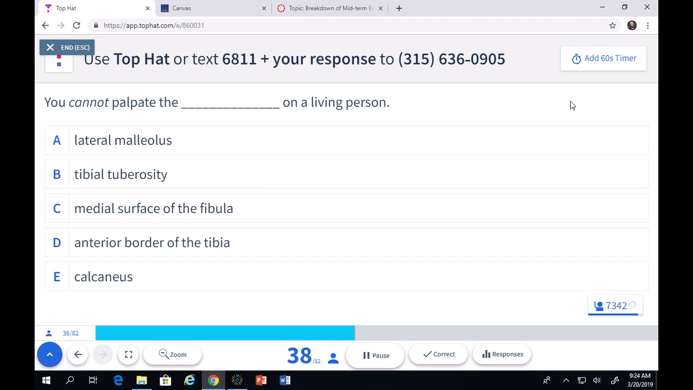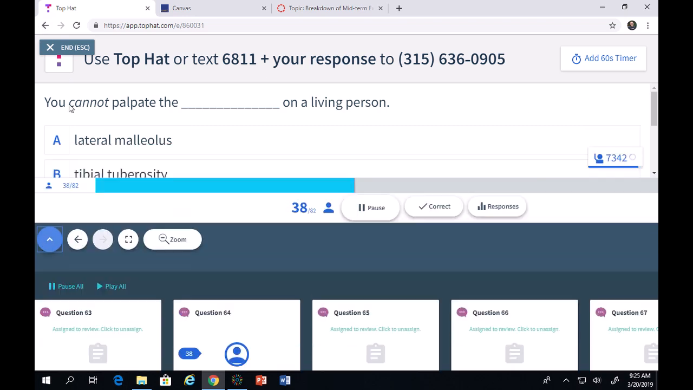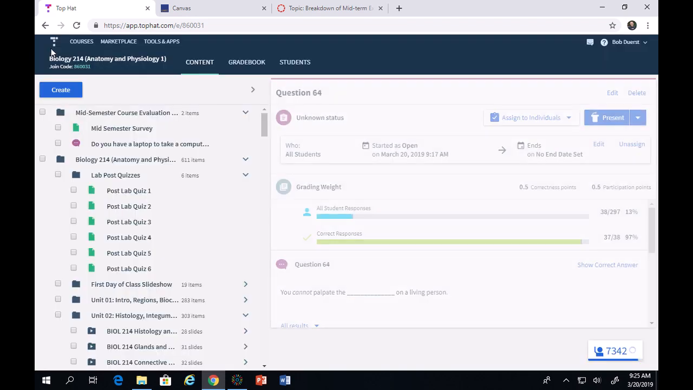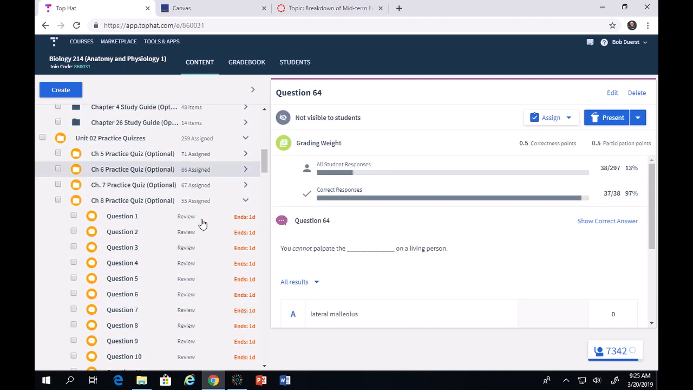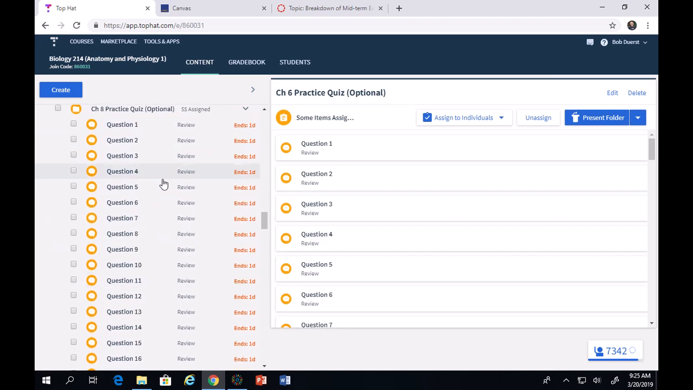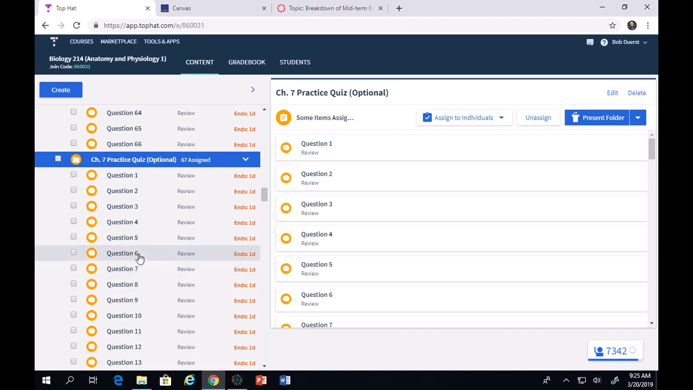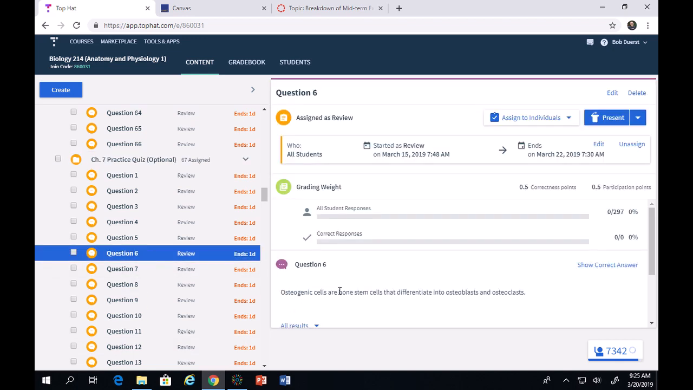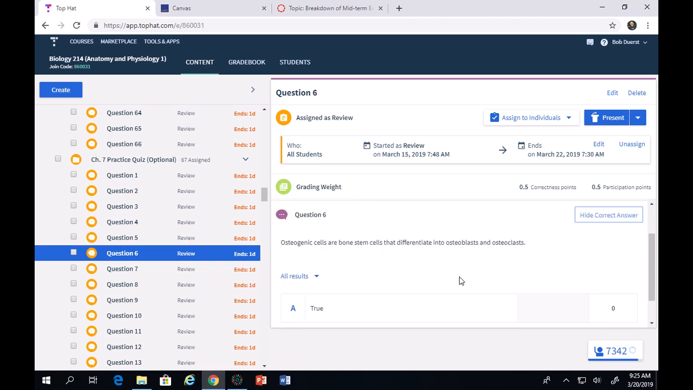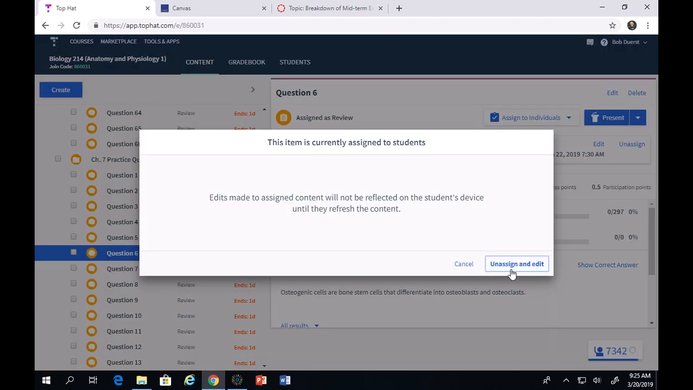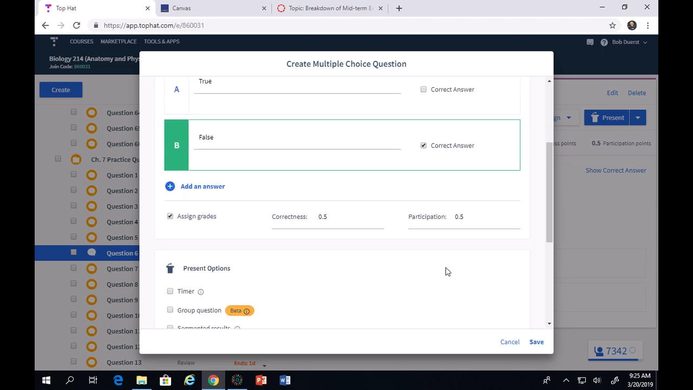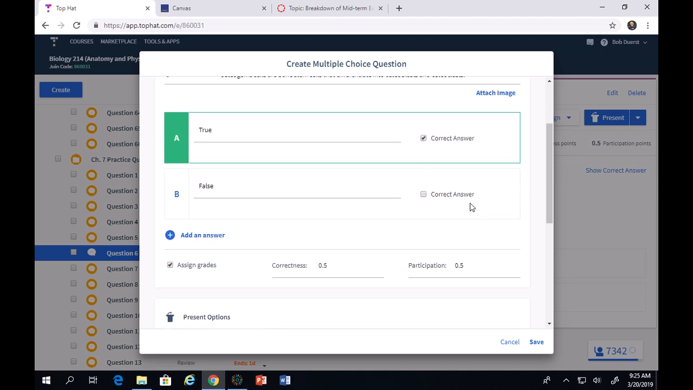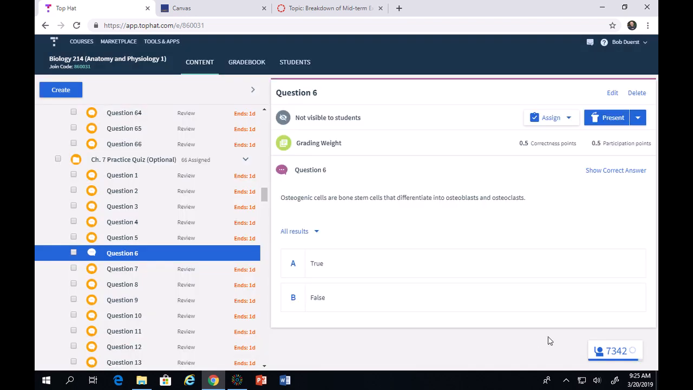Number 6 of chapter 7. Osteogenic cells are bone stem cells that differentiate into osteoblasts and osteoclasts. That should be true. Let's go ahead and edit that question, unassign and edit. Thank you for bringing that to my attention.